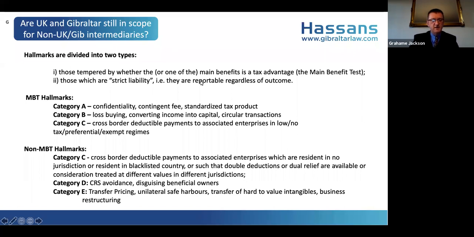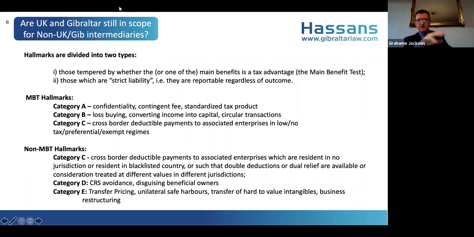So, this is me again. Right, so for those who are not in the UK or not in Gibraltar, the question arises, are UK and Gibraltar still in scope when I'm reviewing my arrangements? And I think this generally goes to a wider question about, are non-EU facing arrangements that save tax in other jurisdictions within scope? And I think we need to think about how the hallmarks are divided before we can answer that question.